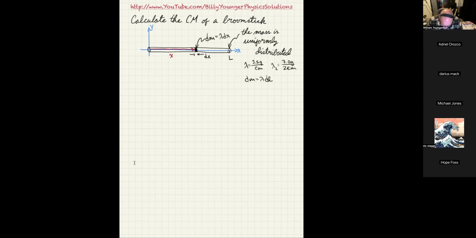Now, can anybody tell me what x value you think the center of mass is going to be for this broomstick that's uniformly distributed? It's very important for you to make a guess at this, even if it's a wrong guess, because you can then check your work. If it doesn't match, you either made a mistake on the work or didn't understand the situation to begin with. So, does anybody have an idea where the center of mass of a broomstick would be?